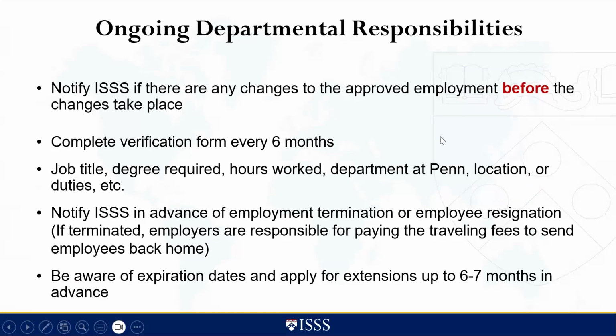So now that there's an H-1B, it's been approved, everything looks good. What are the ongoing responsibilities? Obviously, any changes to the approved employment need to be vetted by us to let us know, and then we can advise on how to proceed, whether that be a new notice of filing being posted or an amendment or something else needs to be done. But that all needs to happen before any of those changes take place.